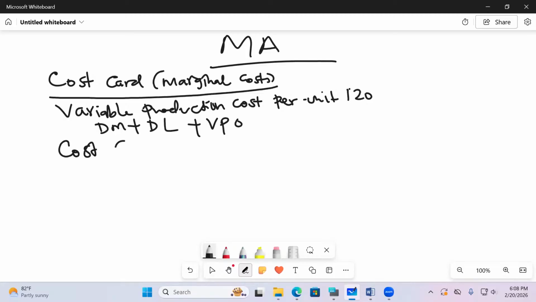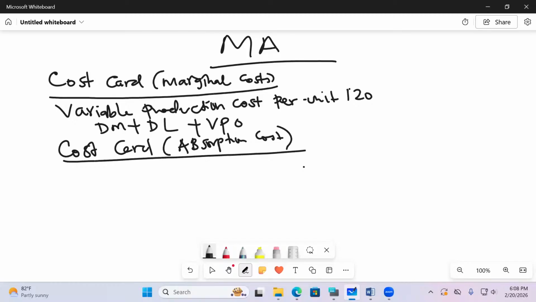Give me the same cost card. Yeah. But this time around, we are using what we call absorption cost. So under absorption cost, what are you able to remember, my friends? We take both the variable production costs and what here, somebody? The fixed production cost.